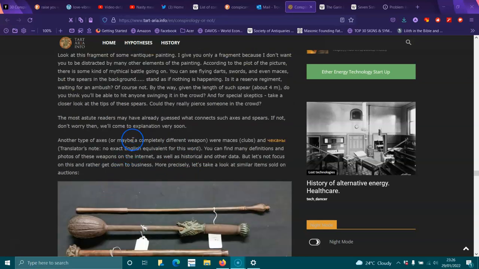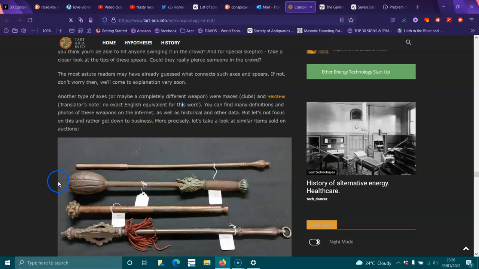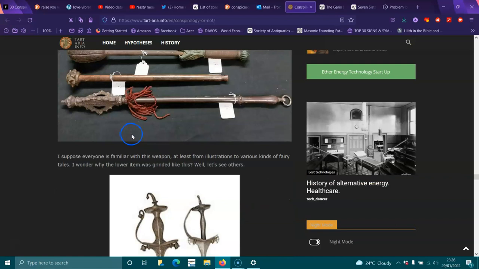Another type of axe may be a completely different weapon: maces, clubs, and there's no English word for one of them, there's a Russian word, but you can find many definitions and photos of these weapons on the internet, as well as other historical data. But let's not focus on this and rather get down to business. More precisely, let's look at similar items sold at auctions. I suppose everyone is familiar with this weapon, at least from the illustrations of various kinds of fairy tales. I wonder why the lower item was ground this way. Well, let's see the others.